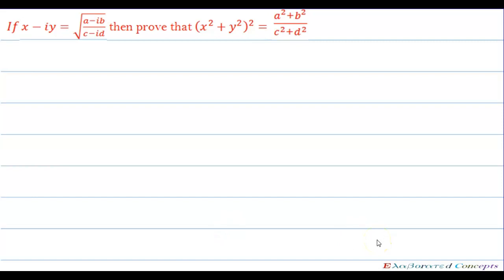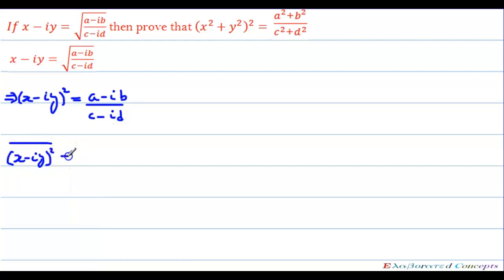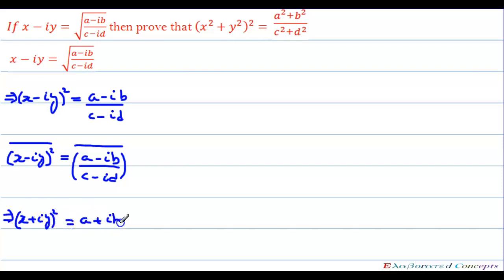The given expression is x minus iota y equals under root of a minus iota b upon c minus iota d. Squaring both sides, we get x minus iota y whole square is equal to a minus iota b upon c minus iota d. Now taking conjugate on both sides, we get x minus iota y whole square conjugate equal to conjugate of the right side. This implies x plus iota y whole square equals a plus iota b upon c plus iota d.